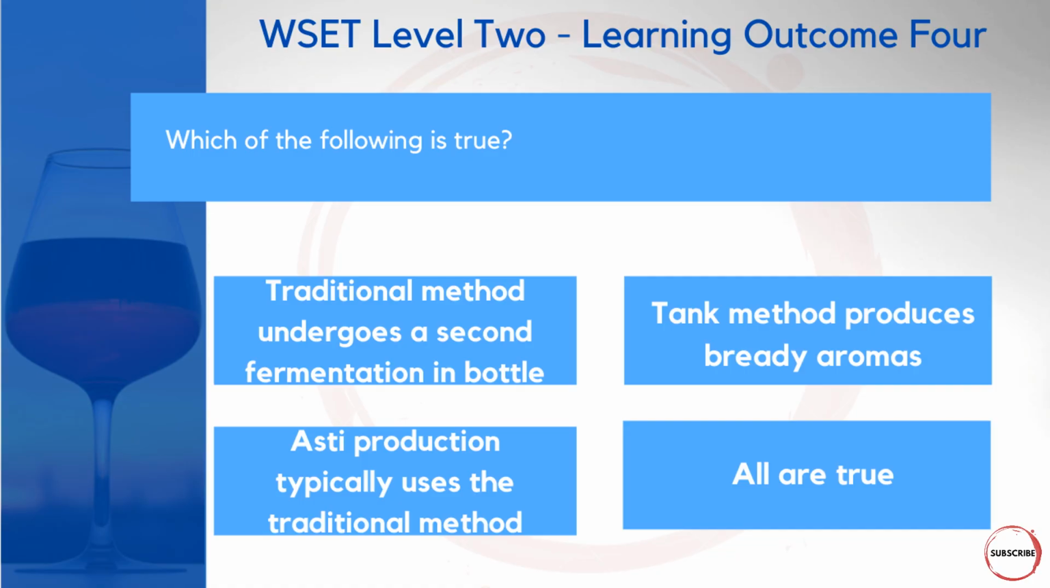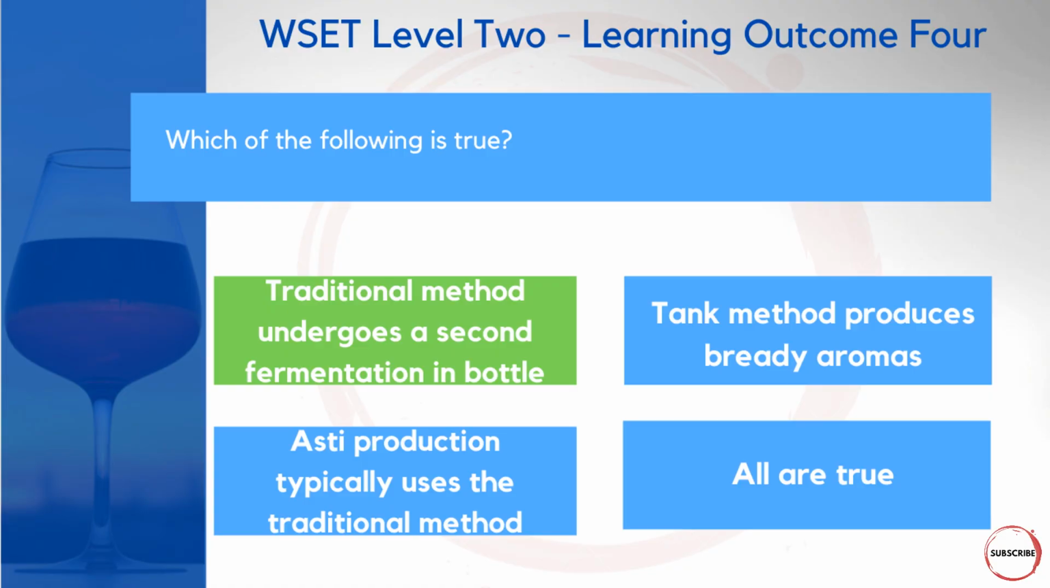Now, another question about production methods. So which of the following is true? Is it that the traditional method undergoes a second fermentation in bottle? Is it that the tank method produces bready aromas? Is it that the Asti production typically uses the traditional method, or is it that all of these are true? And again, I know we've just had some questions that are obviously going to help inform your answer here, but this is a really typical example of a question you would get at level 2 because it's getting you to think about the varying production methods for sparkling wine. We know that the traditional method undergoes a second fermentation in bottle. It's a more complex method, so we know that one to be true.